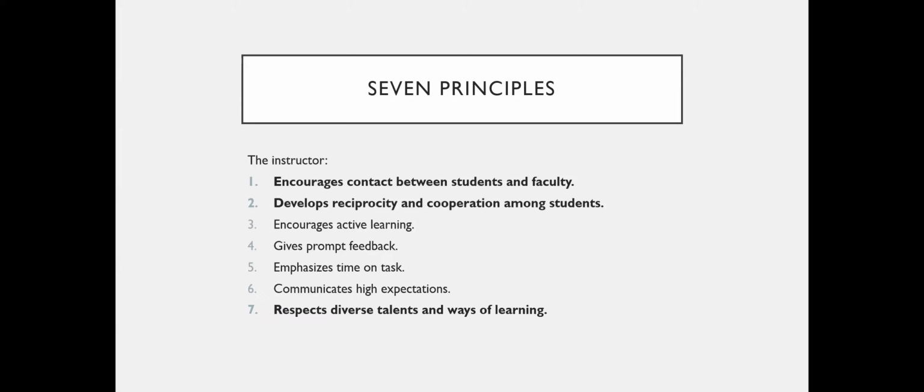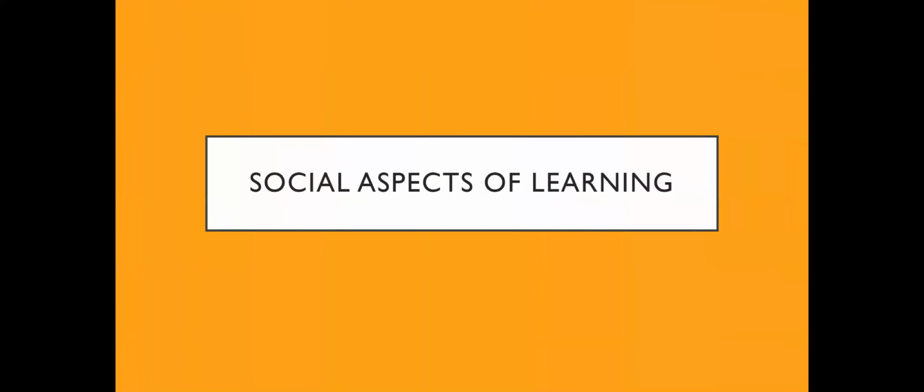Okay, so today in particular, I'm going to touch on the ones that are bolded here, 3 out of the 7. I want to talk about contact between students and faculty, and then basically contact between students with reciprocity and cooperation. That's going to be part of social aspect of learning. And by touching on universal design for learning, we will touch on number 7 there, the respects diverse talents and ways of learning. So let's dive into the first topic here, social aspects of learning.